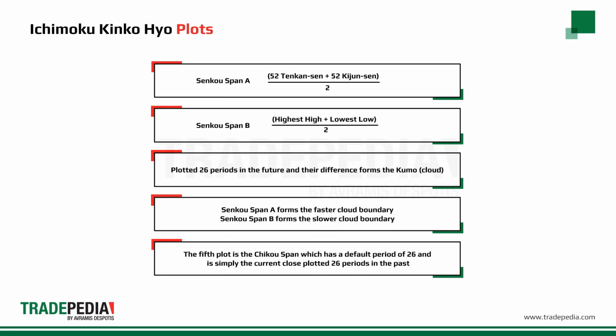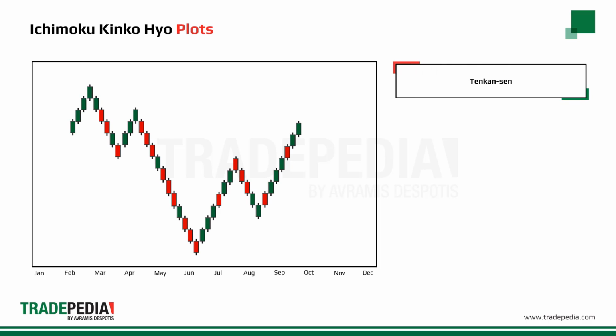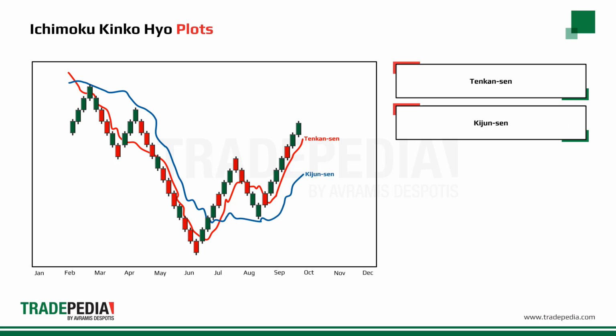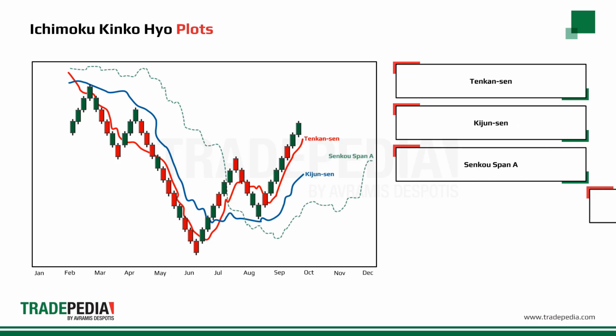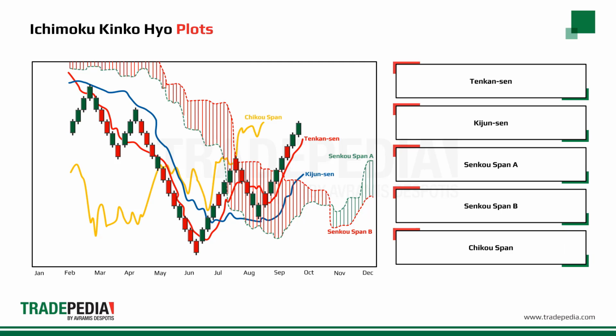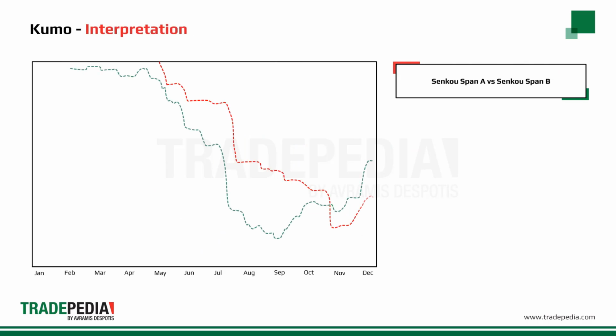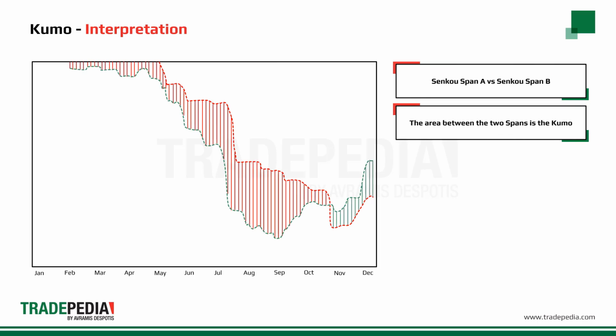The fifth plot is the Chikou span, which has a default period of 26 and is simply the current close plotted 26 periods in the past. Take a look at the plots on a chart. We have the Tenkan-sen, which is the closest to the price, and then we have the Kijun-sen. Senkou span A together with Senkou span B form the kumo and is plotted 26 periods ahead of the last close. And the fifth plot is the Chikou span, plotted 26 periods behind the last close. The area between the 2 spans is the kumo, or cloud.